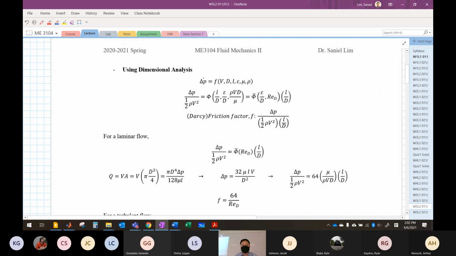In the lecture notes, you see I added a few more variables in the dimensional analysis. Here we used to have delta P over L, the pressure drop per unit length, but now I just changed it to the pressure drop. Then velocity, diameter, length, surface roughness, and viscosity, density. We think those variables are important and pertinent in this experiment, so we try to include all of them.